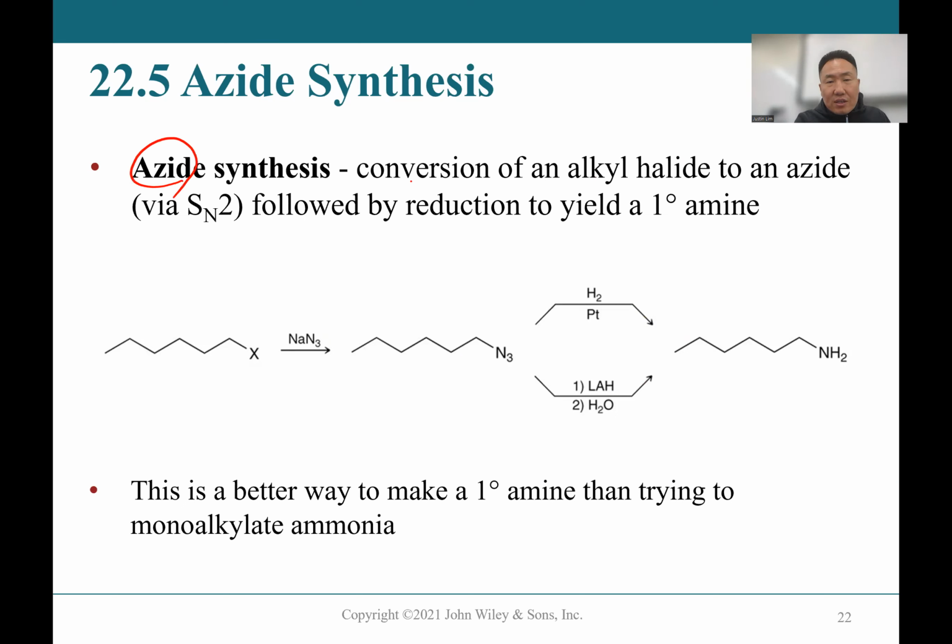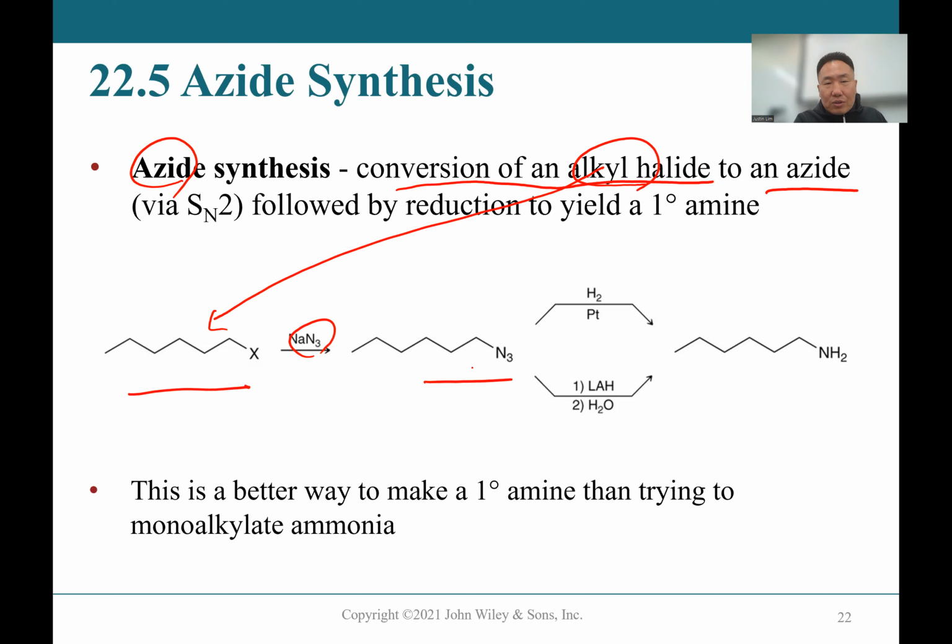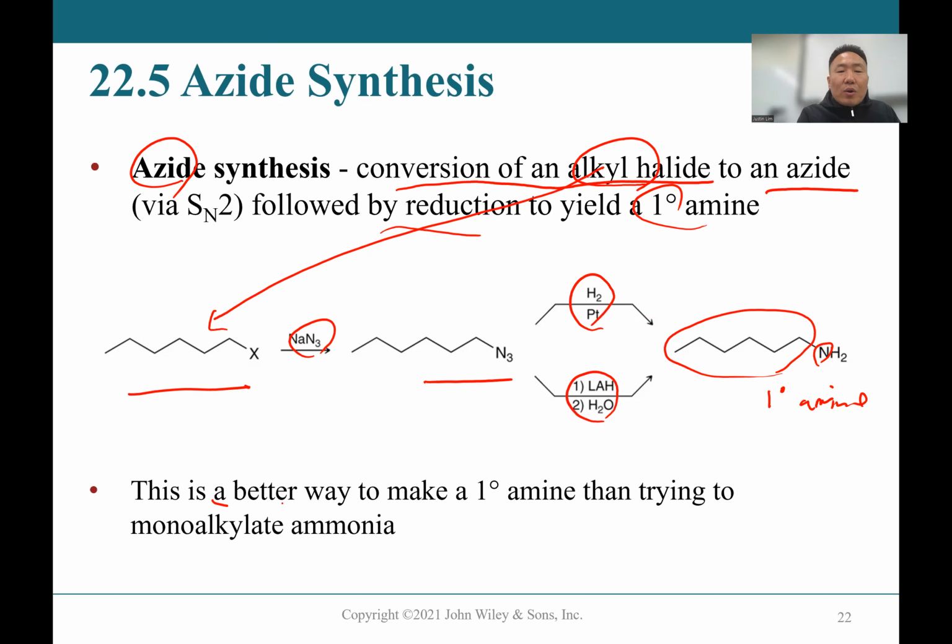Azide synthesis, conversion of an alkyl halide to an azide. With an alkyl halide, you can use sodium azide to generate the azide product, followed by reduction to yield a primary amine. So one alkyl chain on nitrogen, that's a primary amine. There are two ways. You can use hydrogen and platinum, or you can use lithium aluminum hydride and water. This is a better way to make primary amines than trying to monoalkylate ammonia.